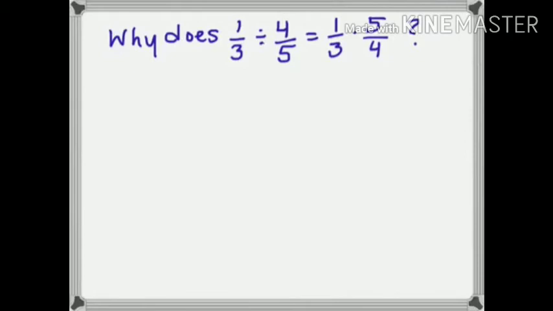Okay, let's talk about why this works. So we know that to divide 1/3 divided by 4/5, we would change this to 1/3 times 5/4, and let's talk about why. Okay, so first of all, I'm going to write this as a complex fraction, which just means a fraction divided by another fraction, and I write it as a huge fraction with fractions in the numerator and denominator.